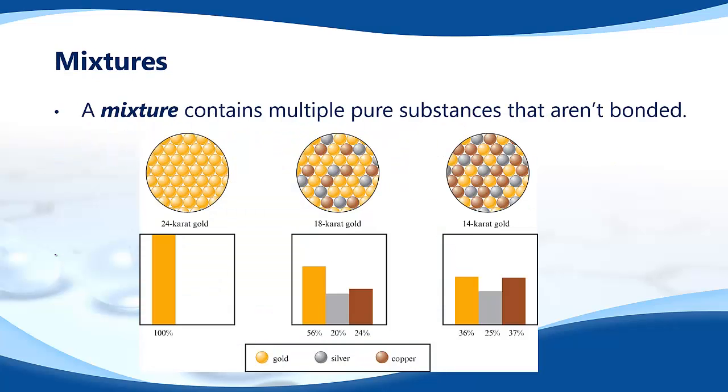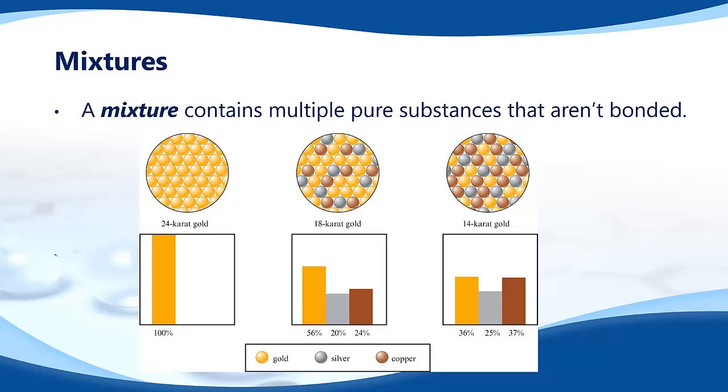Right? So a pure substance only contains one type of particle, right? So a pure element only contains one type of atom. On the diagram to the left, I have pure elemental gold. 100% of the atoms in that sample are gold atoms. A mixture is when it's not a pure substance, so when you have other things present, right?